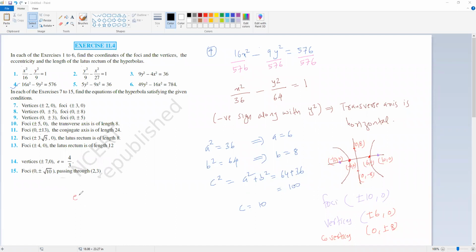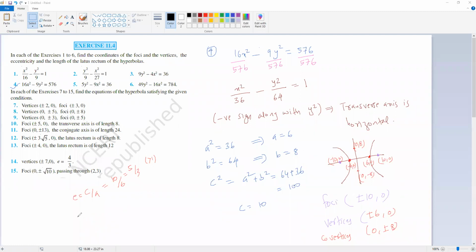Now eccentricity is c upon a. So c is 10, 10 upon a is 6, which is equal to 5 by 3. So here you can see that it is greater than 1. So for a hyperbola, eccentricity is always greater than 1. For an ellipse, eccentricity is less than 1.